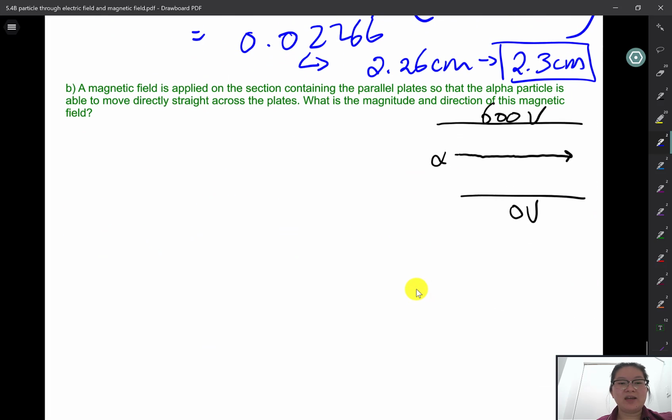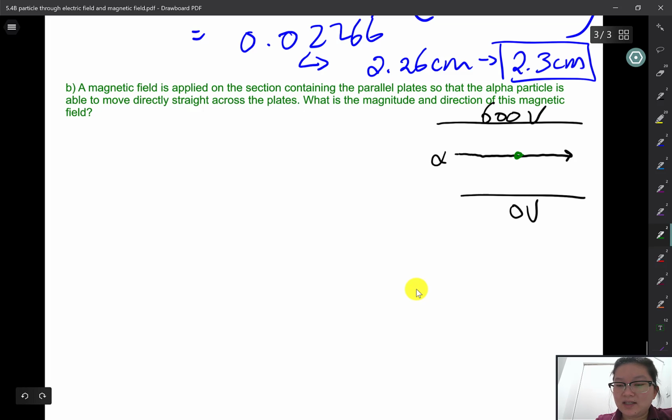Second question is B. A magnetic field is applied on the section containing the parallel plates so that the alpha particle is able to move directly straight across the plates. What is the magnitude and direction of the magnetic field? Well, first of all, we know that because of the electric field lines, the electrostatic force acting on this alpha particle is downwards. So in order for this particle to make it across, it needs to experience an equal and opposite force in the opposite direction, which might as well be the magnetic force, since we're going to apply a magnetic field, right?